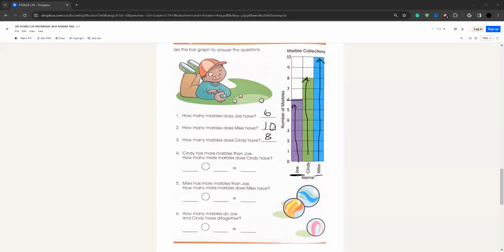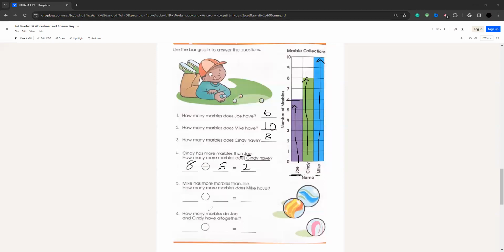Cindy has more marbles than Joe. How many more marbles does Cindy have? So we take Cindy's amount of marbles, which is 8. We look at how many more. That tells us we have to subtract. And we look at Joe. Joe has 6. 8 minus 6 is 2.